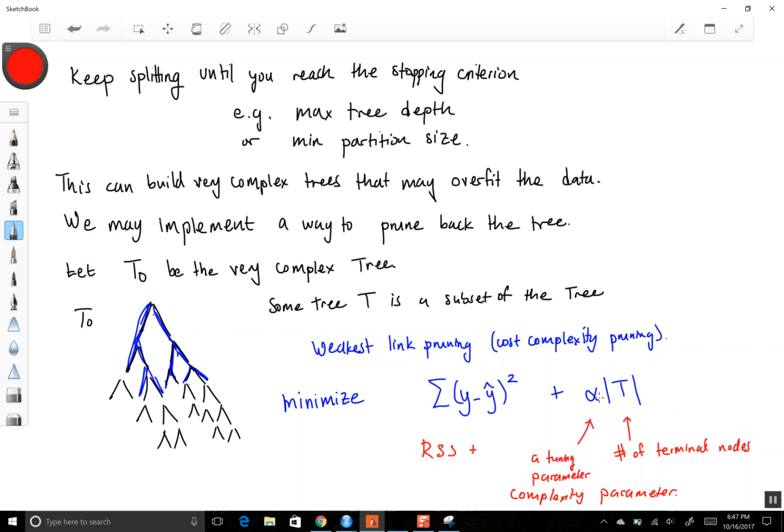Then you do this for all of the different folds of the data, and we're hoping there would be some kind of consensus among the different folds that says this is the alpha that will give us a good subtree to use. So we would pick a particular alpha. It's not arbitrary.